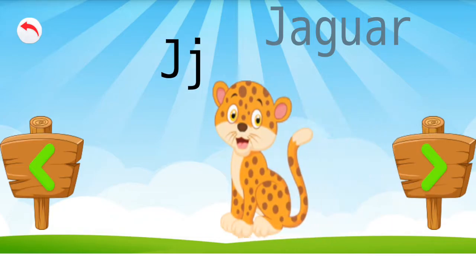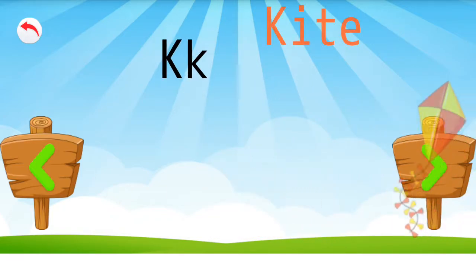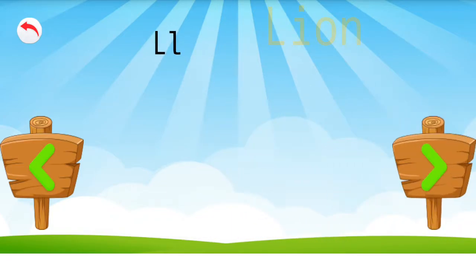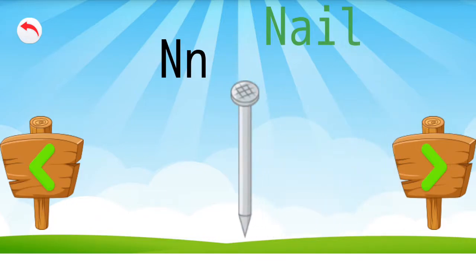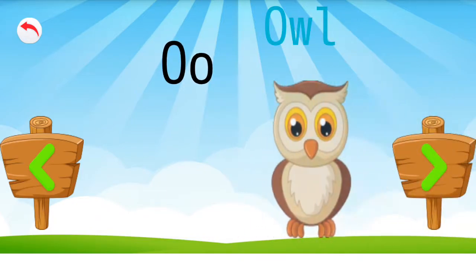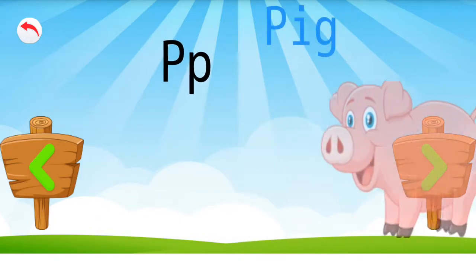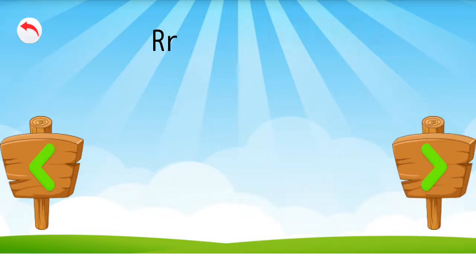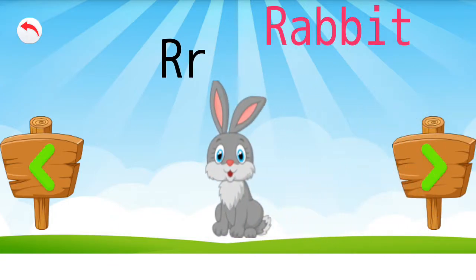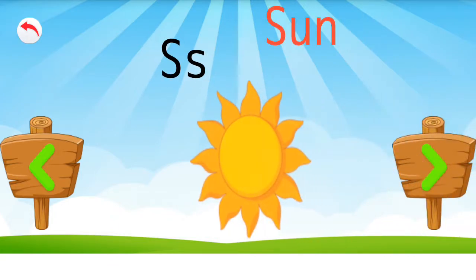J is for jaguar. K is for kite. L is for lion. M is for monkey. N is for nail. O is for owl. P is for pig. Q is for queen. R is for rabbit. S is for sun.